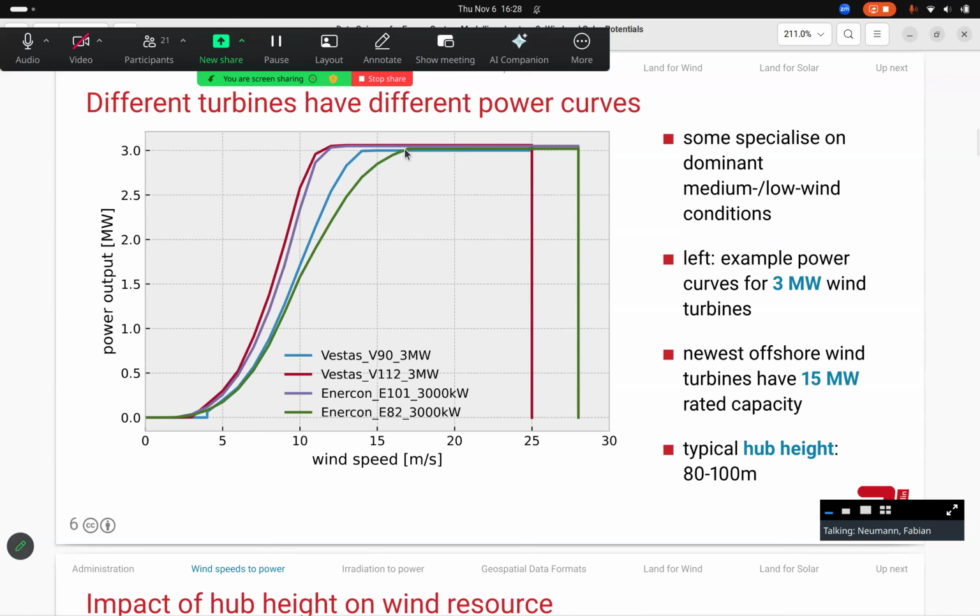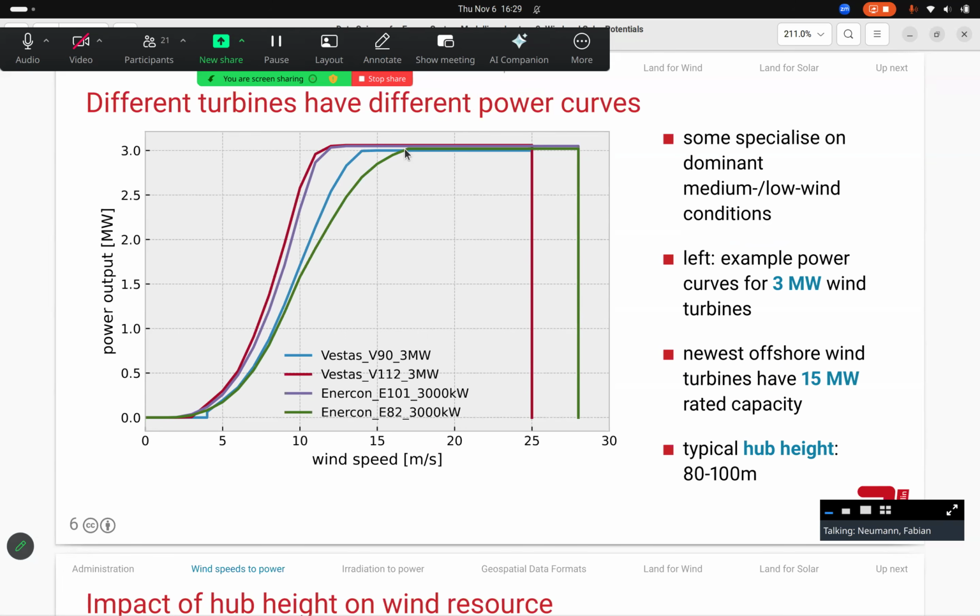As I said before, different wind turbine manufacturers have different wind turbines, they have different power curves, and that means that some of them can specialize to certain wind conditions. So what wind turbine is the best one for your location?